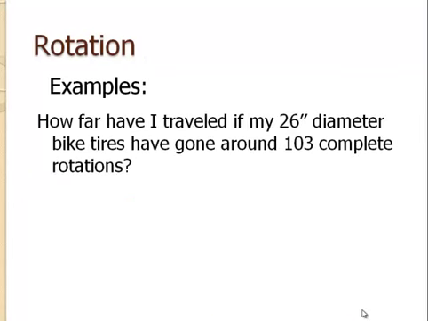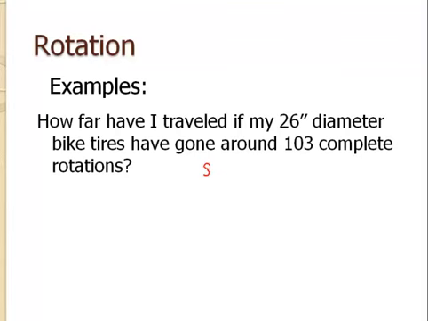We'll do a little bit more practical examples rather than just converting things. Let's calculate how far I've traveled if I'm on my bike, and I've counted how many times my bike tires have turned, and suppose they went around 103 complete rotations. What is the distance that we traveled?